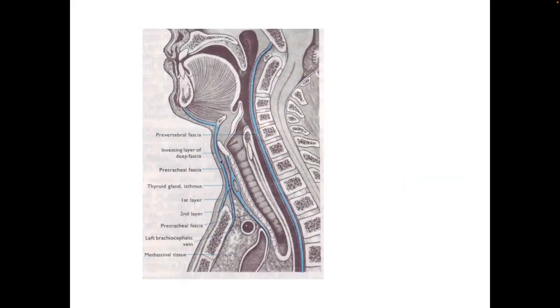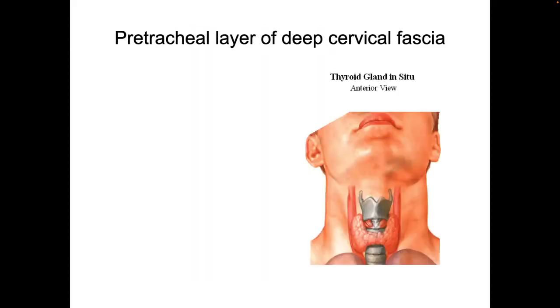Okay, so this is the pretracheal fascia, from the hyoid bone to the fibrous pericardium. On the way, it is enclosing this thyroid gland. This we are seeing is the thyroid gland. So the pretracheal fascia goes from here and encloses the thyroid gland.